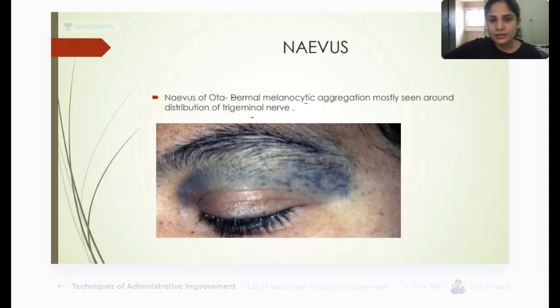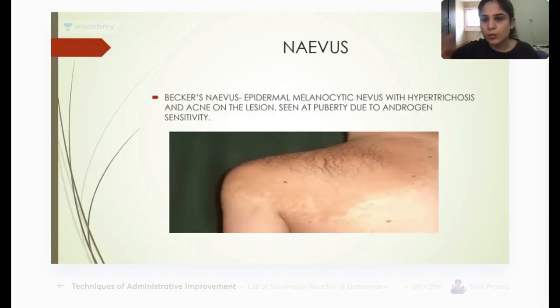Okay, so if they collect in the dermis, then you are going to see a bluish colored lesion. If they collect in the epidermis, then you are going to see a brownish colored, hyperpigmented lesion.